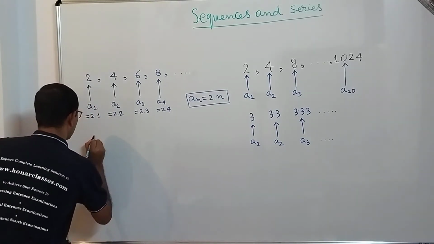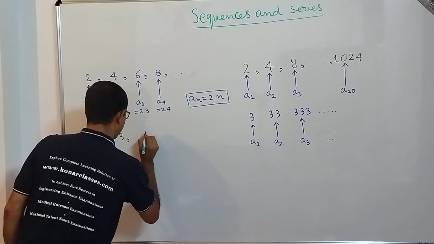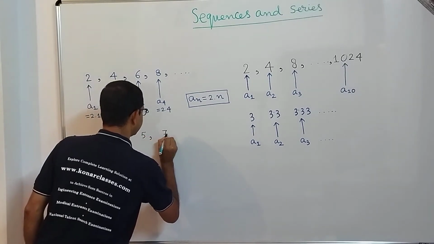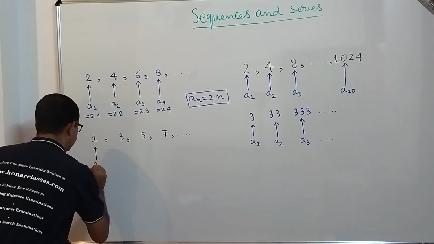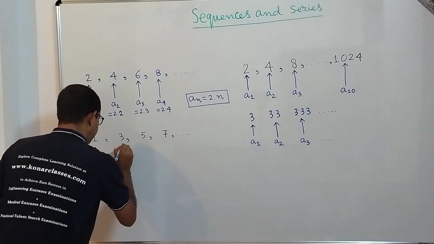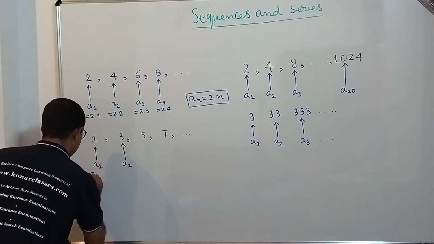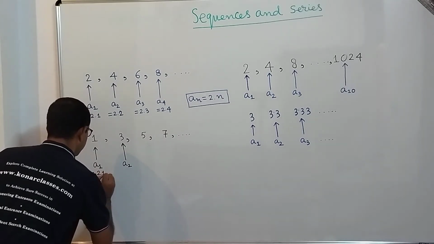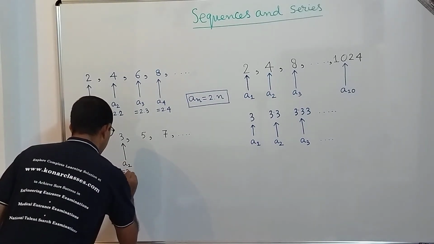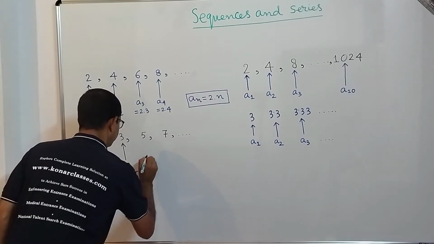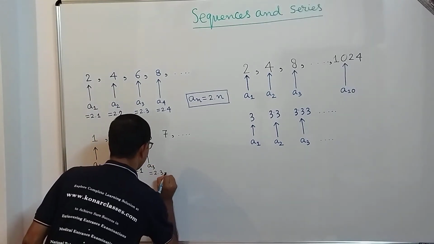How? The first odd number is 1. The second one is 3. The next one is 5. The next one is 7. And in that way it will continue. So how are we going to get it? Here A1 is the first term, and then we get the 3, that is the second term. So that is equal to 2 into 1 minus 1. So 3, how are we going to get A2? That is equal to 2 into 2 minus 1. Then A3, we are going to get 2 into 3 minus 1.